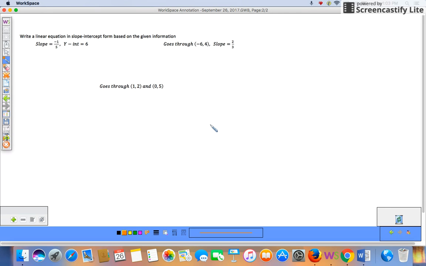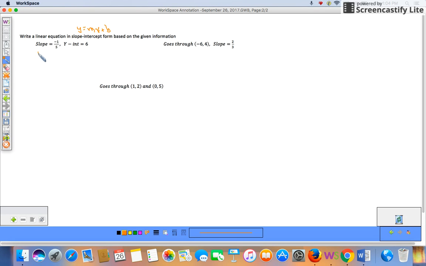Okay, and your assignment is really broken up into 3 sections, really 6 questions of each type like this. Okay, so we want to write a linear equation in slope-intercept form that's based on the given information. Now, for this, first of all, I should say, slope-intercept form, and again, I know we just talked about it, but that's going to be y equals mx plus b.